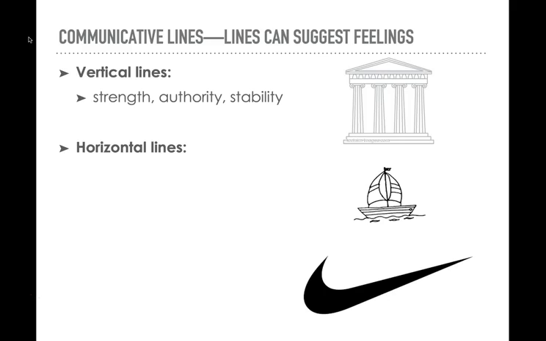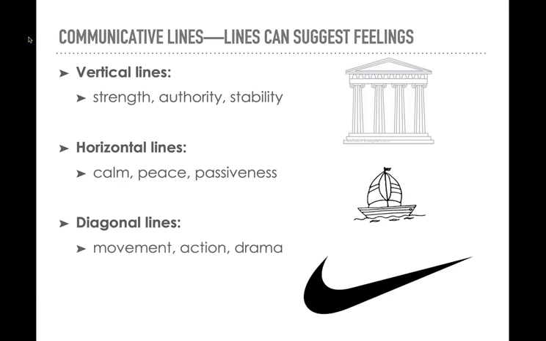Horizontal lines, like the ones you see on the sailboat on the ocean in the middle picture, denote calm, peace, and passiveness. So you see how the artist of this little sketch of the sailboat has made it seem peaceful by making the waves horizontal, the lines on the sails horizontal, and the lines on the bottom of the boat horizontal as well. Diagonal lines, like the Nike swoosh pictured on the bottom right, denote movement, action, and drama. So this is the perfect kind of line for an athletic shoe.